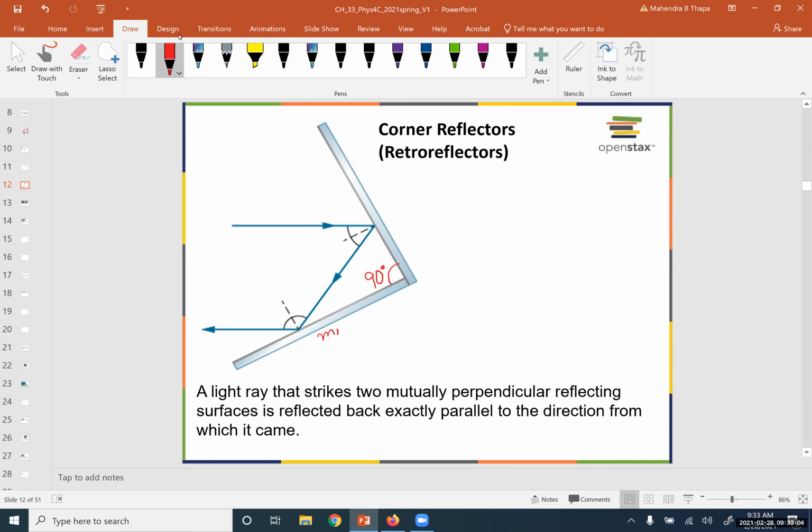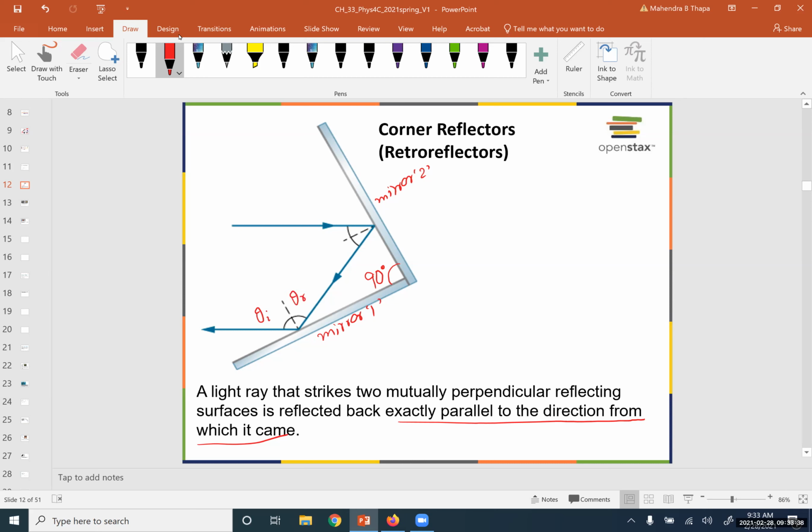Say for example, mirror 1, and we can say this is mirror 2. Okay. Mirror 2, the reflecting surface, is reflected back exactly parallel to the direction from which it came. Means if this angle is the incident angle, say I say this is theta I, so this is theta r.